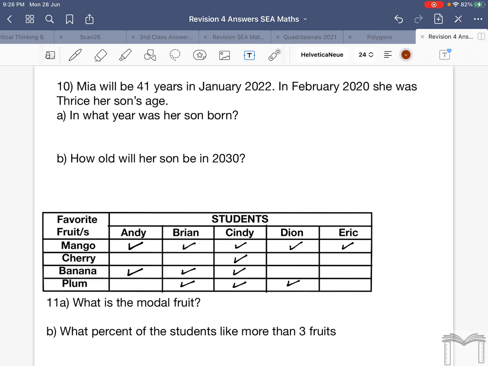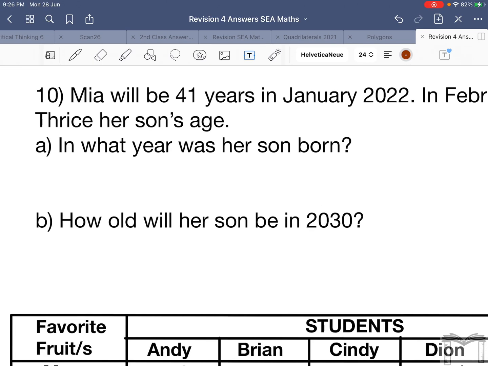Maya will be 41 years in January 2022. In February 2020, she was twice or 3 times her son's age. Part A. In what year was her son born? So firstly, let's work out Maya's age in 2020. So that's 2 years before. So she is 41 years in 2022. 2 years earlier, she will be 2 years younger, which is 39 years.